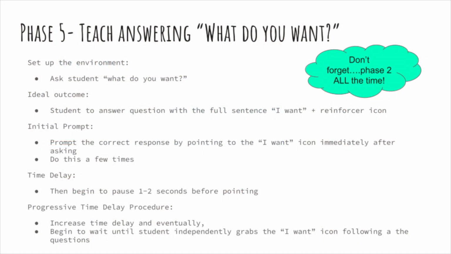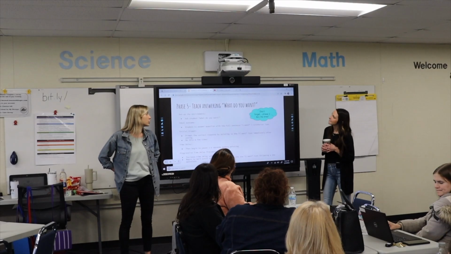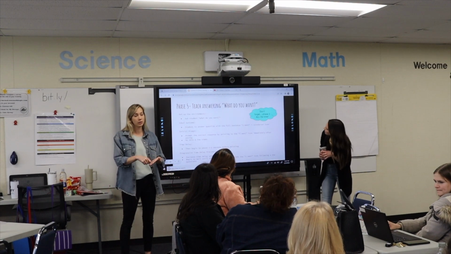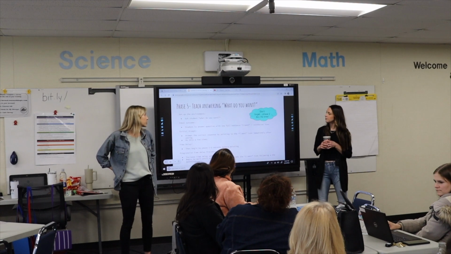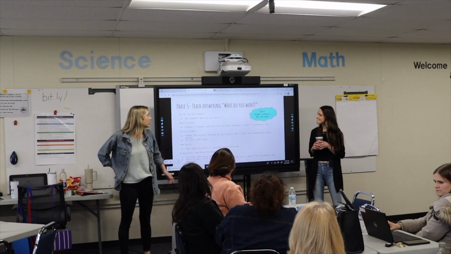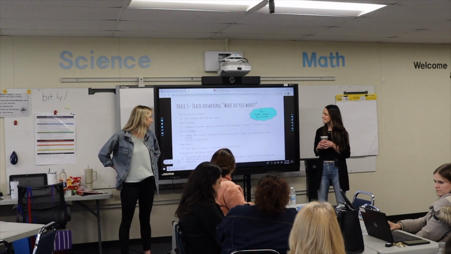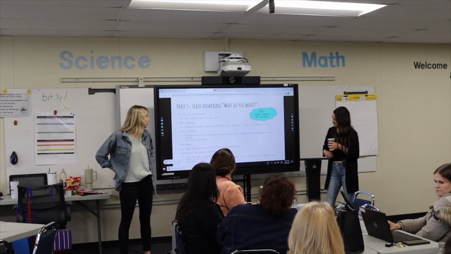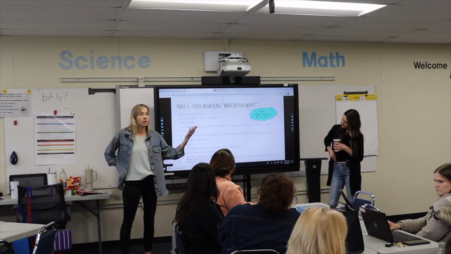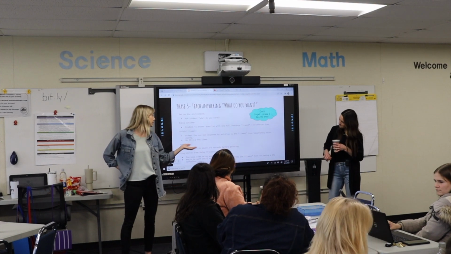We're going to set up our environment and get our reinforcers, our PECs, the books will be there. Ask our student, what do you want? The ideal outcome is the student will answer the question with a full sentence. So, I want purple Skittle. The initial prompt is the correct response by pointing to the I want icon immediately after asking. You might have to do this a few times, and then time delay. So we're always going to do the time delay to see if they will verbalize the sentence I want.